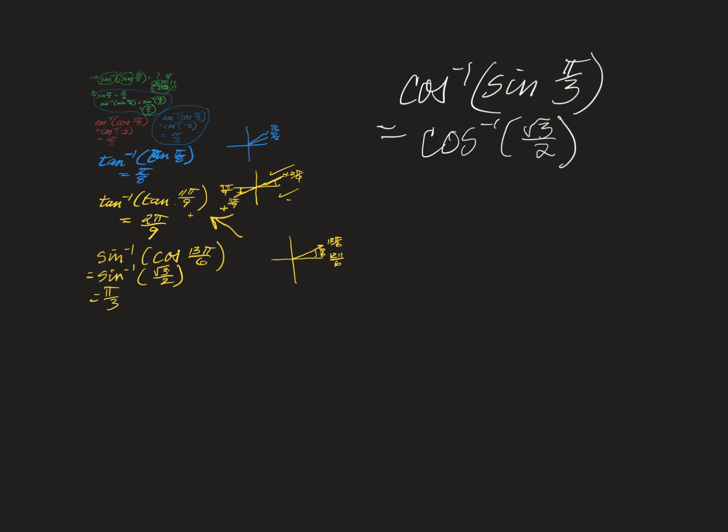And then I want the inverse cosine of a positive ratio. That means I want a first quadrant angle that will give me square root of 3 over 2. Cosine of that angle will give me square root of 3 over 2. And that is pi over 6. Okay?